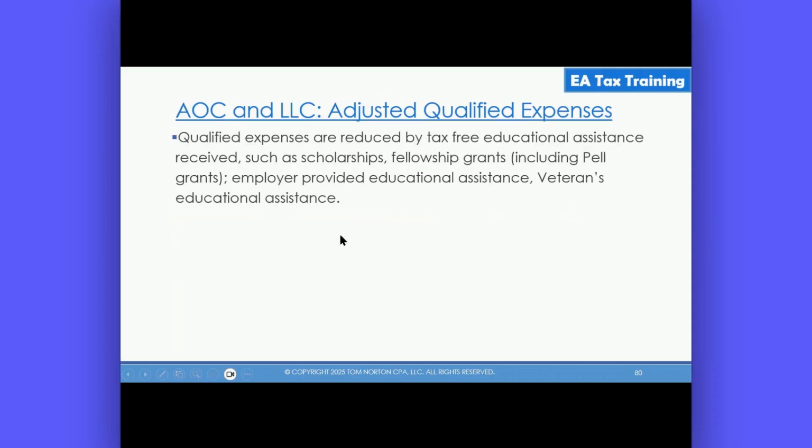For both the AOC and the LLC, the qualified expenses are reduced by any tax-free educational assistance that was received, such as scholarships, fellowships, employer-provided educational assistance, or veterans educational assistance. So you can only use unreimbursed expenses that you actually paid out of pocket for these. If you got a scholarship, that doesn't count. If your employer reimbursed you for the amounts paid, those expenses don't count. But any expenses you had in addition to those amounts do still count for the credits.